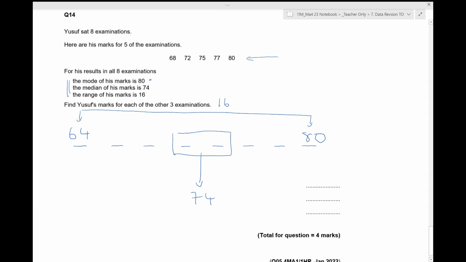Now, what can I work out next? Well, it says here that the mode of his marks is 80. So if 80 is over here on the right, there must be another 80, at least, mustn't there? So that's got to be an 80 there.